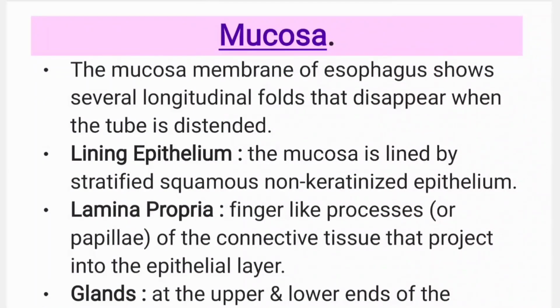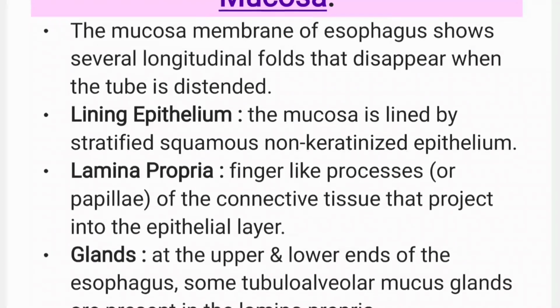Our first layer is the mucosa. The mucous membrane of the esophagus shows several longitudinal folds, and these disappear when the tube is distended. When food passes through the tube, these longitudinal folds distend. Now the lining epithelium: the mucosa is lined by stratified squamous non-keratinized epithelium. So what is the lining epithelium of the esophagus? It is the stratified squamous non-keratinized epithelium.